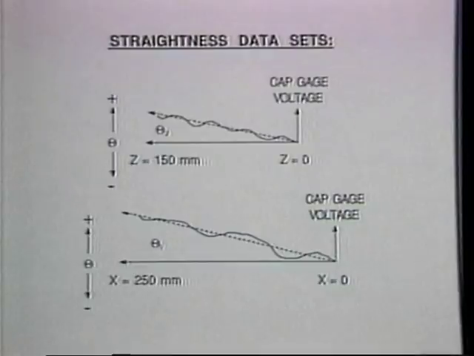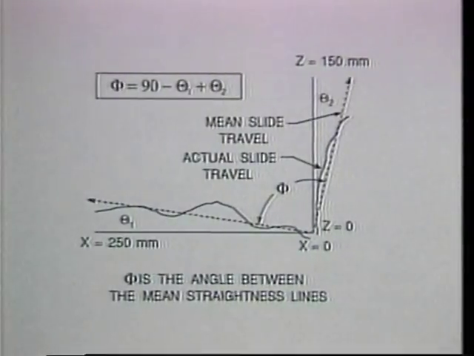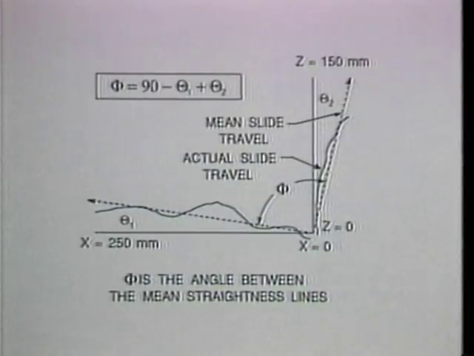The best fit lines for each set of data are generated, and the angles of those mean lines with respect to their abscissas are calculated. The angle between the two mean axes of motion can then be determined using the two angles θ1 and θ2. In this case, given the T configuration of the slides, the nominal angle between the axes is obviously 90 degrees.